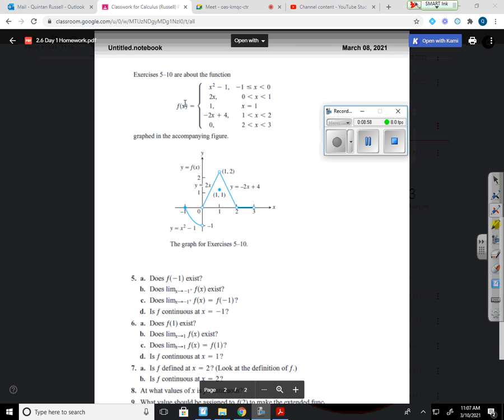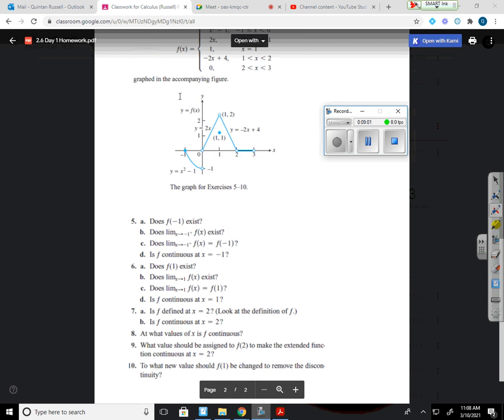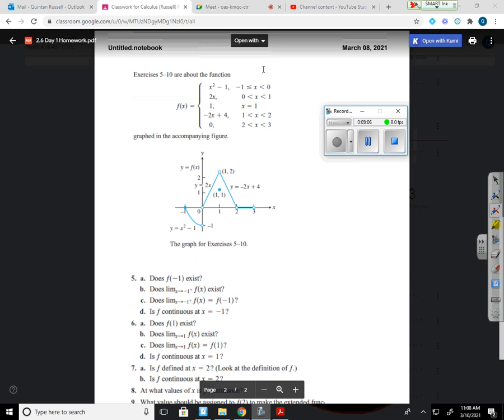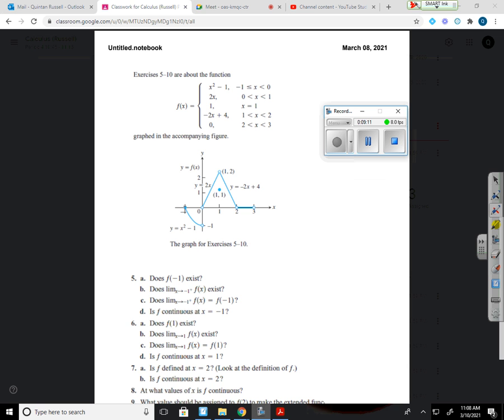Number 5 through 10, does f of negative 1 exist? I have to figure out where to plug it in, or I can just look at this graph. Yes, it does exist because I have a solid dot at x equals negative 1. Does the limit as x approaches negative 1 from the right exist? Yes, it's going to 0. What about negative 1? Does it equal f of negative 1? Yes, f of negative 1 is 0.